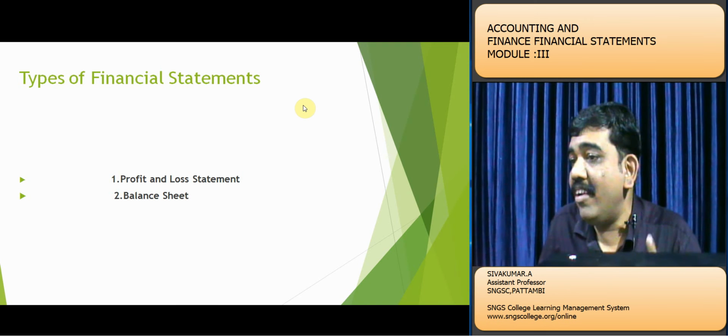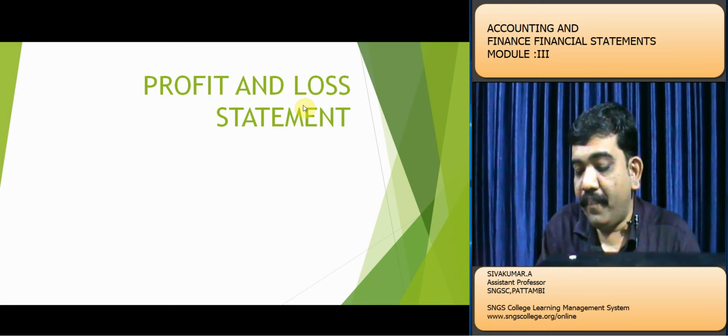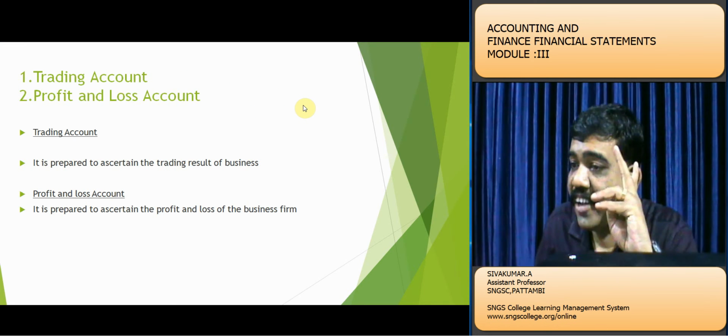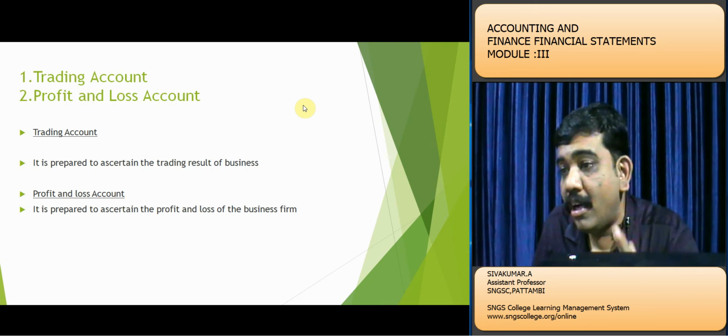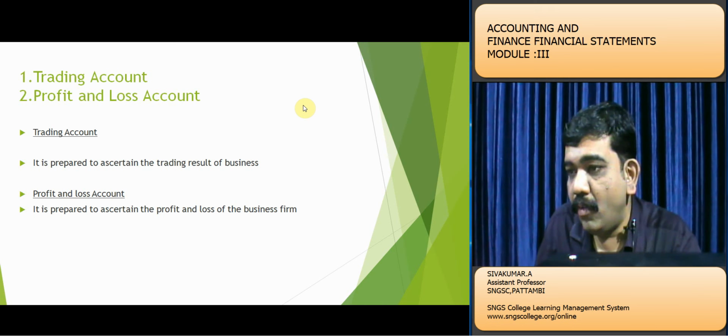One is the profit and loss account and the other one is the balance sheet. First one is the profit and loss account. Each and every profit and loss account has two aspects, or two elements, or two parts. One is the trading account and the other is the profit and loss account.